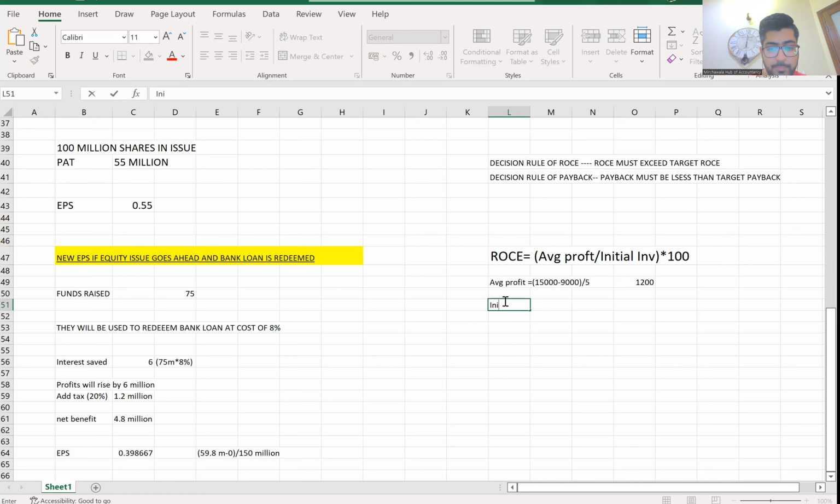And average investment, initial investment. So initial investment is 9,000. So average profit over initial investment gives you ROS: 1,200 over initial investment 9,000. I could have taken average investment, initial investment plus scrap value upon 2, but that's not required. It's initial investment. 13.33% is the ROS.